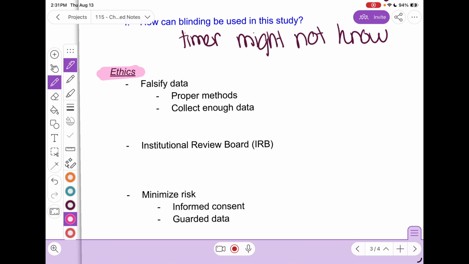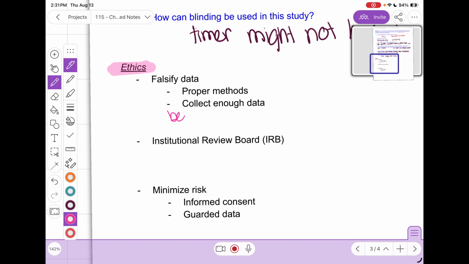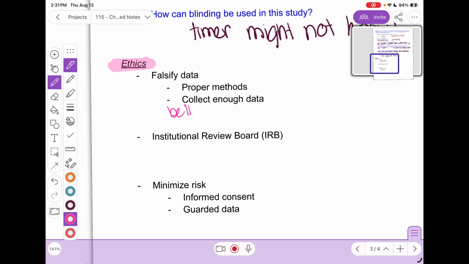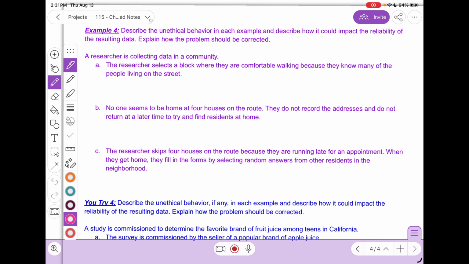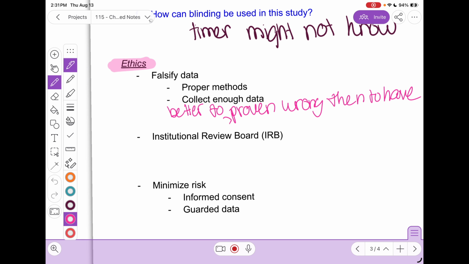It is better to be proven wrong than to have false data. Like, if you're proven wrong, oh, well, you're just proven wrong. If you have false data, no one's ever going to trust you. You can make data say whatever you want if you ask the right questions or do it the right way.